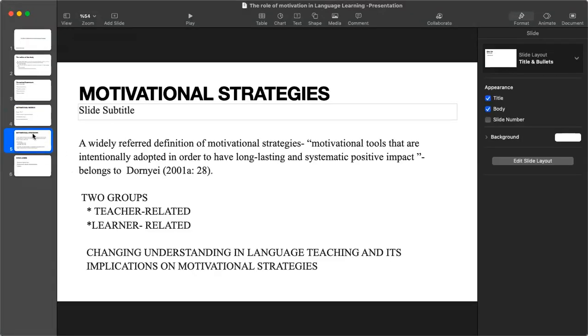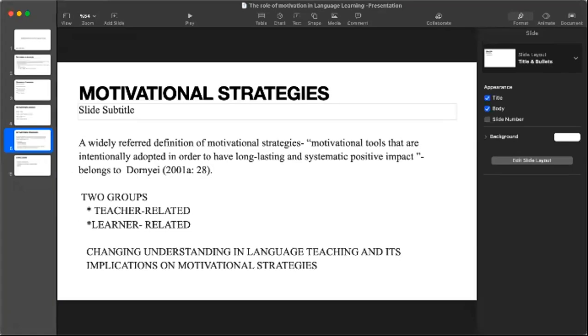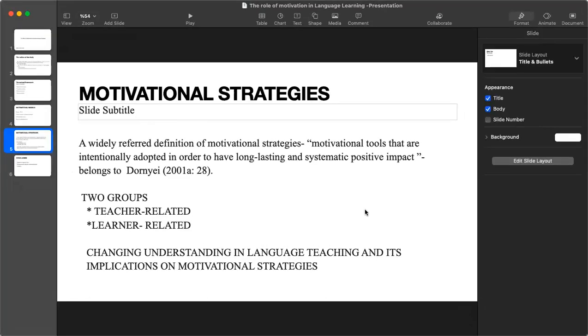Now, when we move on to the motivational strategies, we also see that it's not that easy to define the motivational strategies, but here you can see a very widely referred definition. So in this respect, we see that there were two types. The motivational strategies can be grouped under two, teacher-related and learner-related ones.